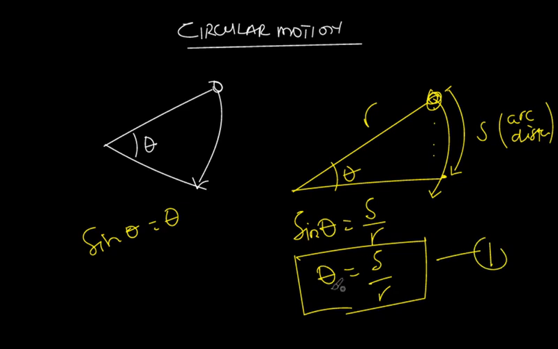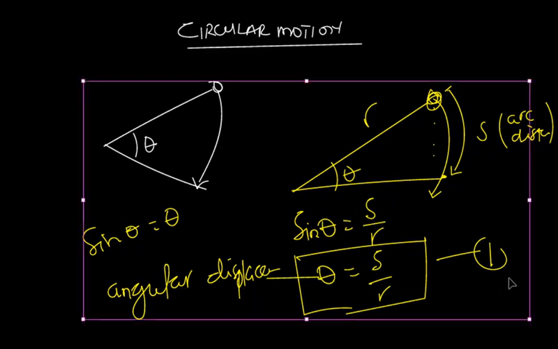So this arc distance is what we call angular displacement. So angular displacement, which is the theta over here, is simply the ratio of the arc distance traveled by a body in a circular motion to the radius of the circle. So this is what we call the angular displacement. So with this done with, let's have a look at what an angular velocity is.